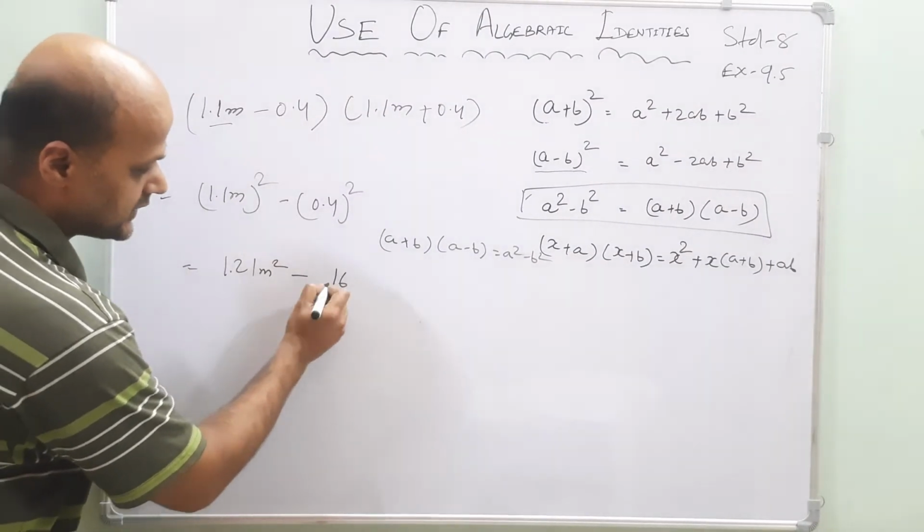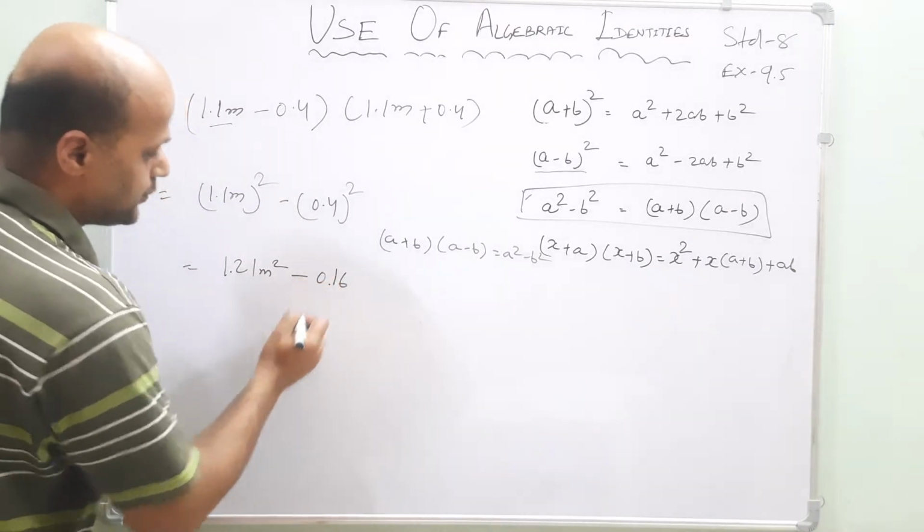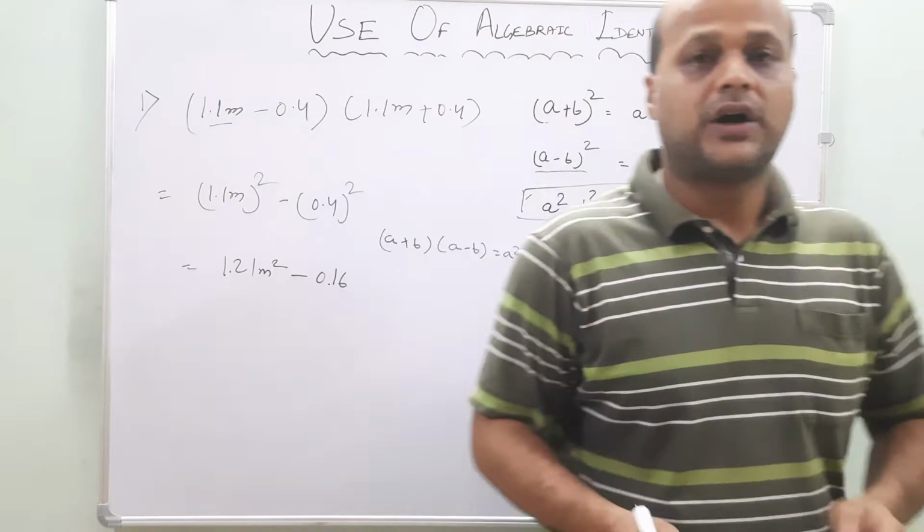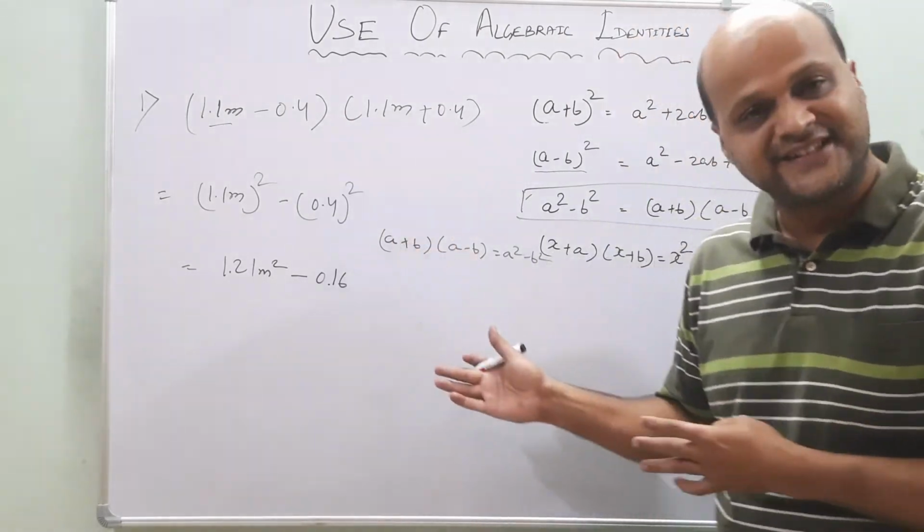1, 2 from the left hand side. Okay, 0.16. This is the answer you will get after using the suitable identity. How easy it is, my dear friends?